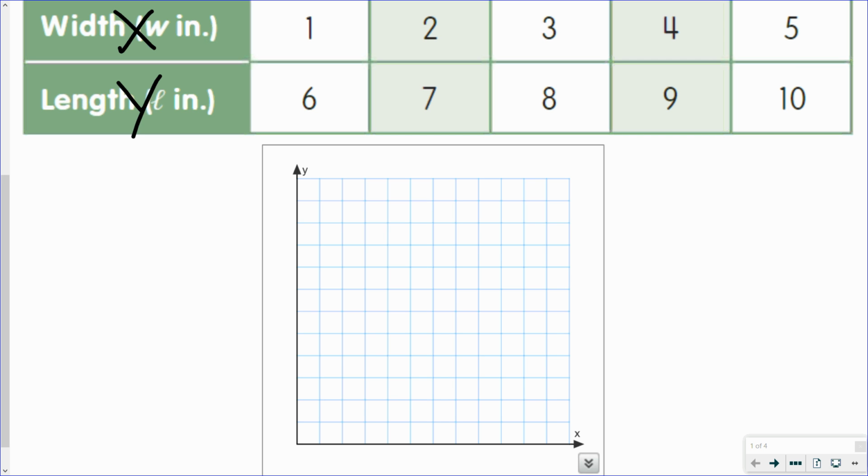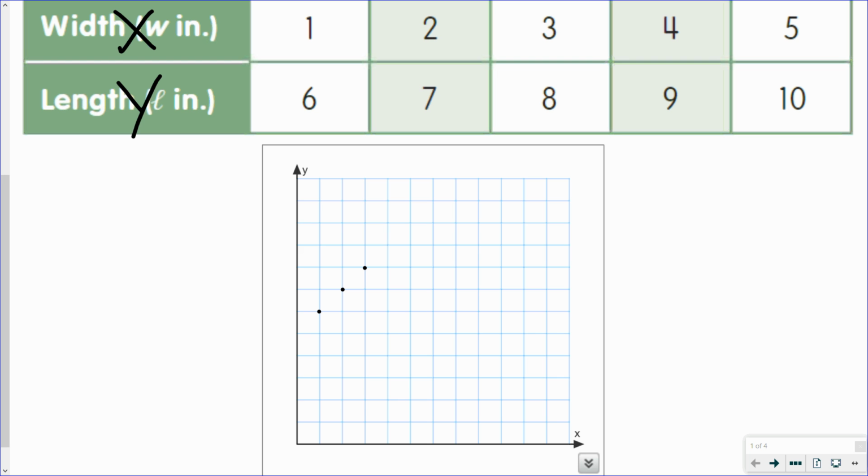So when we plot our points, we look at that first ordered pair, and that first ordered pair is 1, 6. So we start at our origin, we go to the right 1, and then up 6. And we plot our point there. And then our next ordered pair is 2, 7. So we go to the right 2 and up 7. Plot our point there. And then our third ordered pair is 3, 8. So we go to the right 3 and up 8. And we plot our third ordered pair.